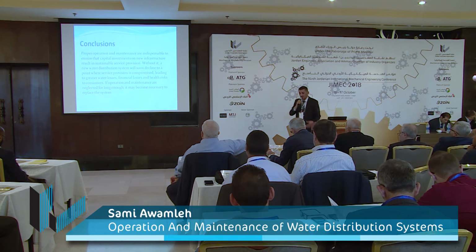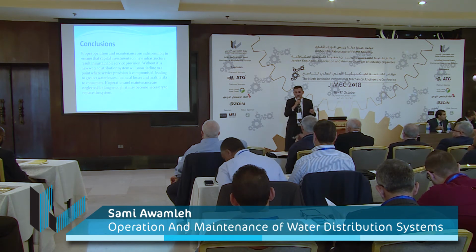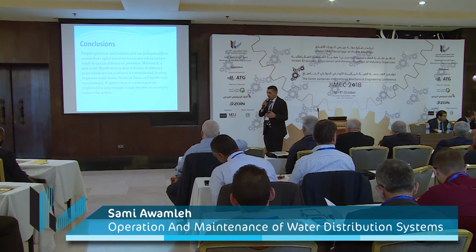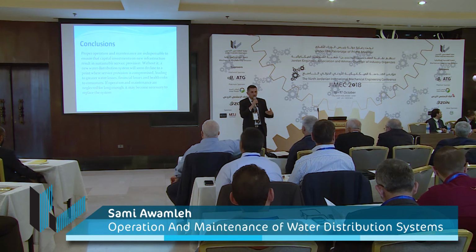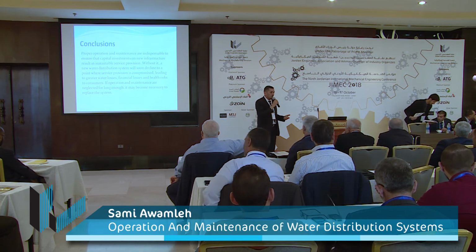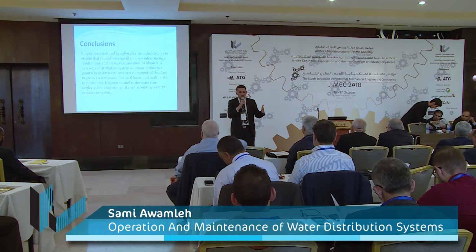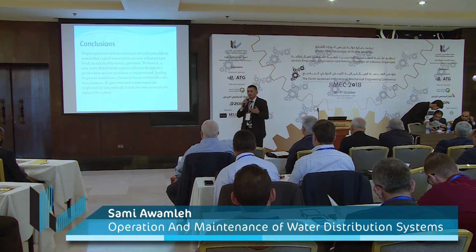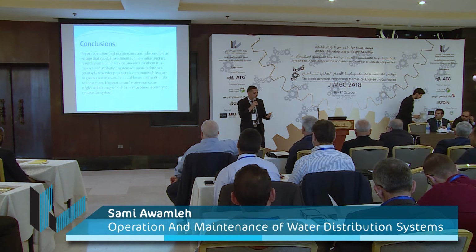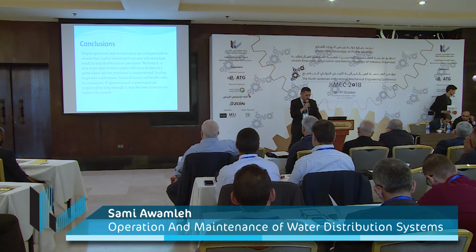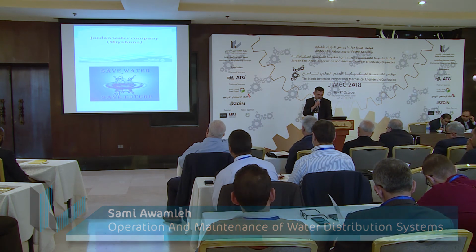Conclusion: proper operation and maintenance should always be happening, because if we neglect the operation and maintenance of the pipe network, the system will decline in the future and cannot provide the service required for the people, which makes a big and huge problem. Thank you.